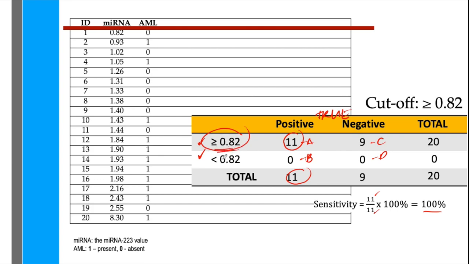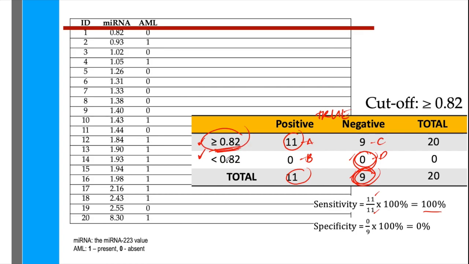And further, we may also compute for the specificity, which is just D over C plus D. So that's 0 over 9. So in other words, we have 0% specificity. Meaning, out of 9 patients who really don't have AML, none of them was identified to be negative using this cutoff.